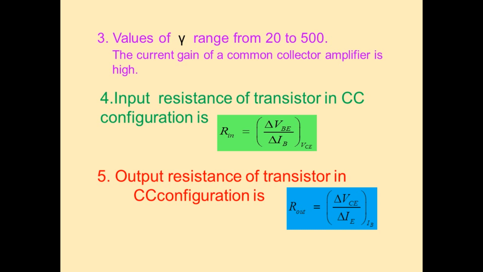Next, the output resistance of a transistor in common collector configuration is defined as the ratio of change in voltage across collector and emitter to the change in emitter current when IB is kept constant.